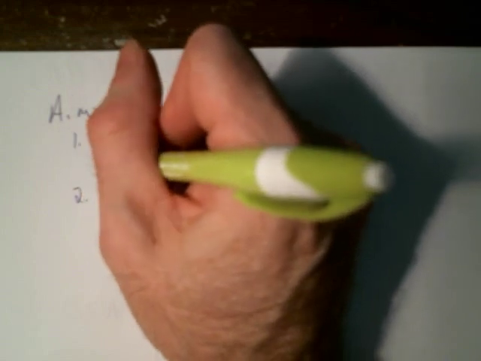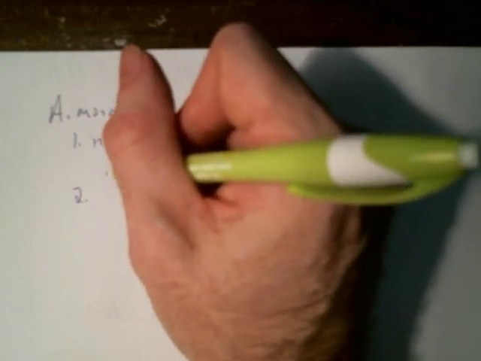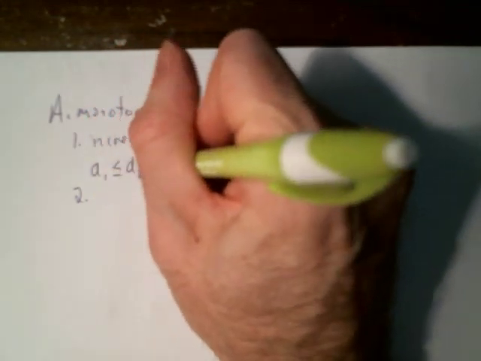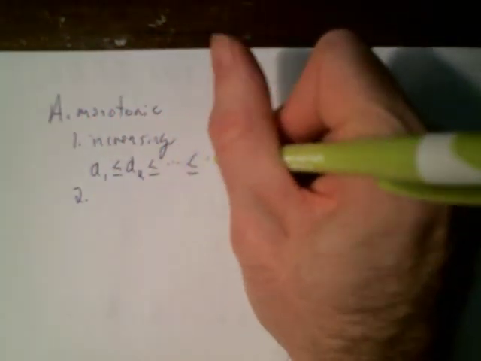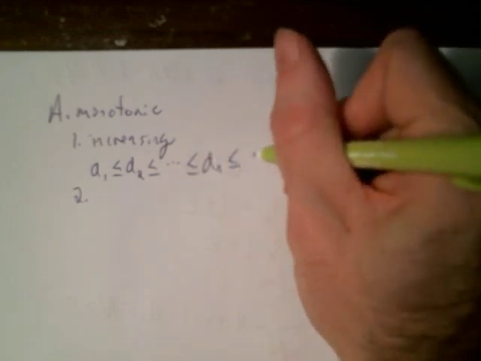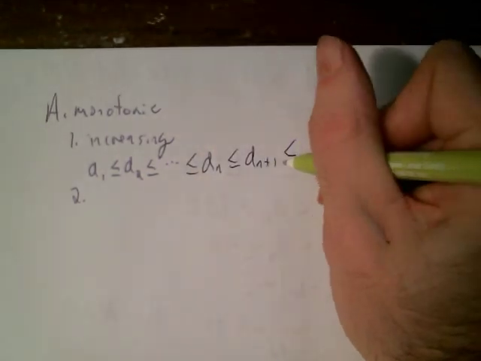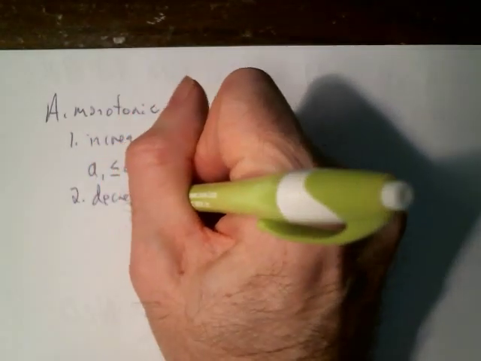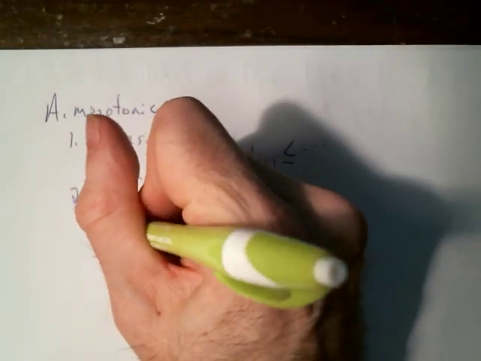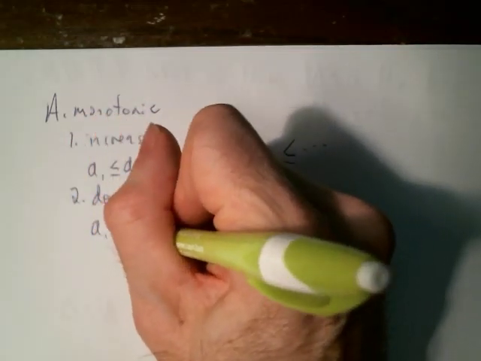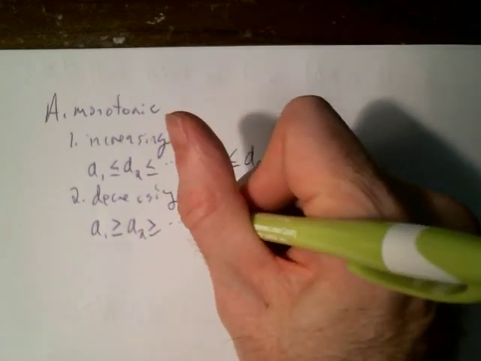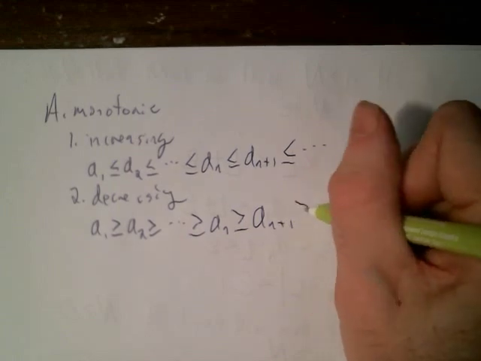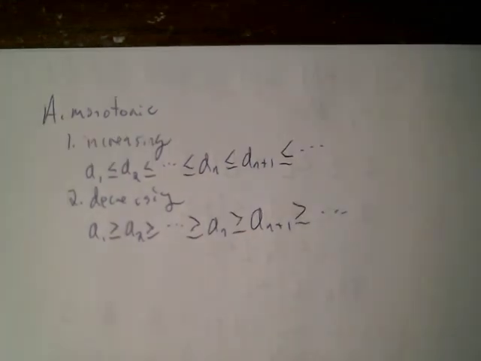But just in general, we'll say increasing means a sub 1 is less than or equal to a sub 2 is less than or equal to dot dot dot, less than or equal to a sub n, which is less than or equal to a sub n plus 1, less than or equal to dot dot dot. Then decreasing is the reverse, right? So a sub 1 greater than or equal to a sub 2 greater than or equal to dot dot dot greater than or equal to a sub n greater than or equal to a sub n plus 1 greater than or equal to dot dot dot.